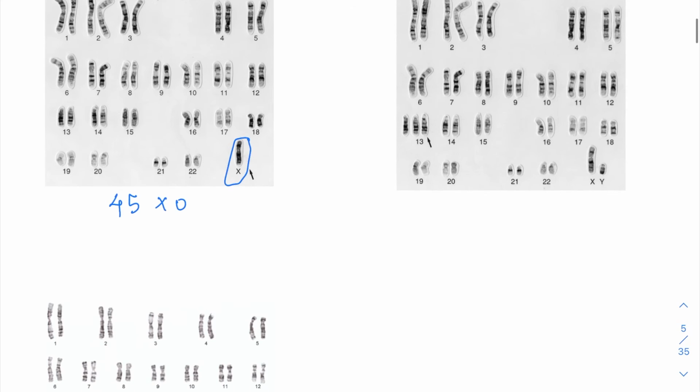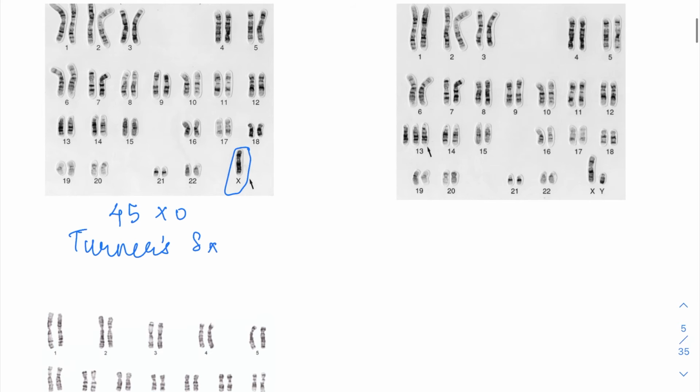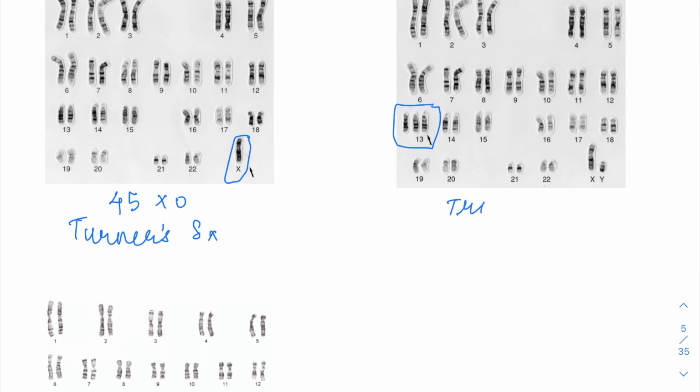The next one, if you see, the 22 autosomes are normal, but for the sex chromosomes there is only one X chromosome, and there is no Y chromosome. So this is 45XO. Only one X is there. So this is Turner syndrome. In the next image, there are 3 chromosomes at the 13 site. So here it is trisomy 13. Trisomy 13 is Patau syndrome.